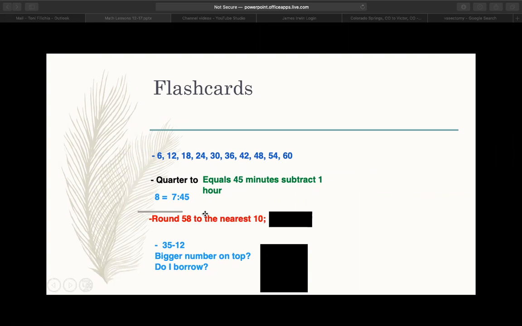And our third flashcard for today, round 58 to the nearest 10. If we round 58 to the nearest 10, that will be 60.